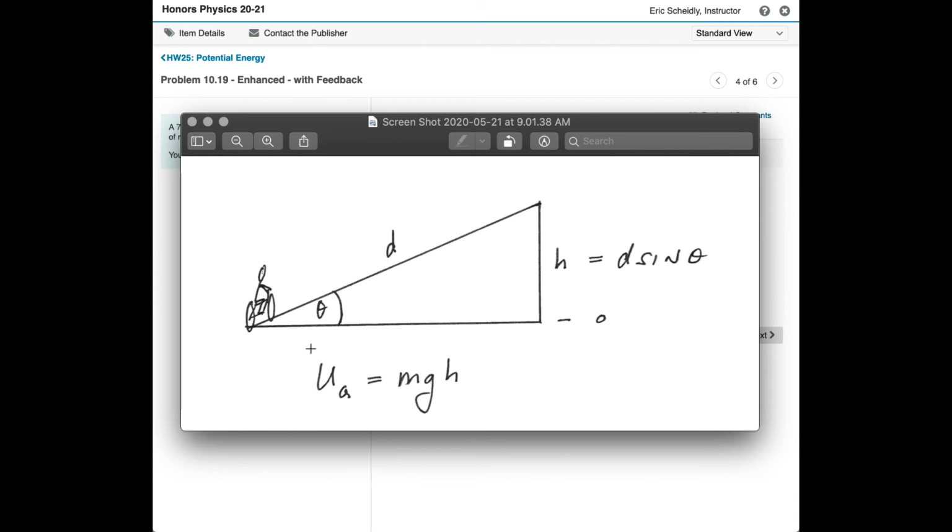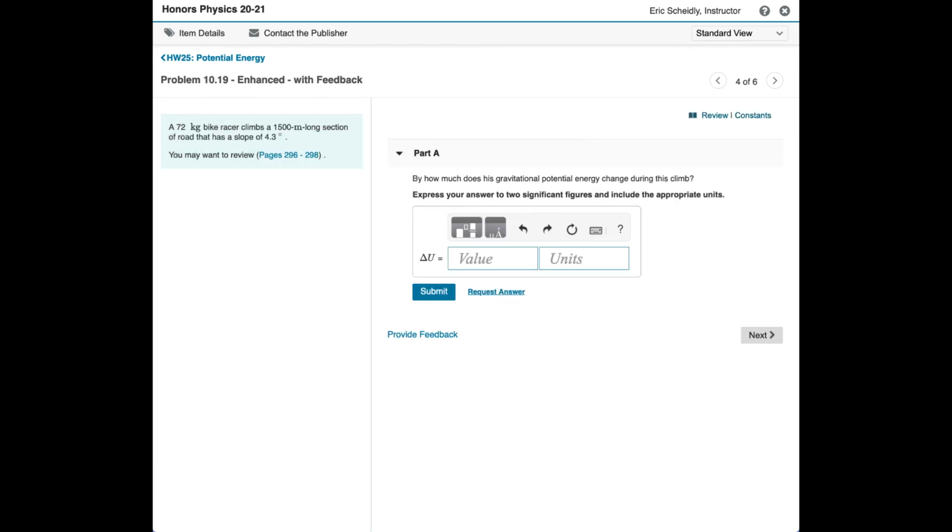So if I draw this triangle, I realize that the height that the cyclist ascends to is related to the distance by trigonometry. Being the opposite side of the triangle, it's equal to d times the sine of theta. If I assume that the lowest point is equal to 0, then the change in gravitational potential energy is simply equal to the gravitational potential energy the cyclist obtains, which is mgh. On to the next.